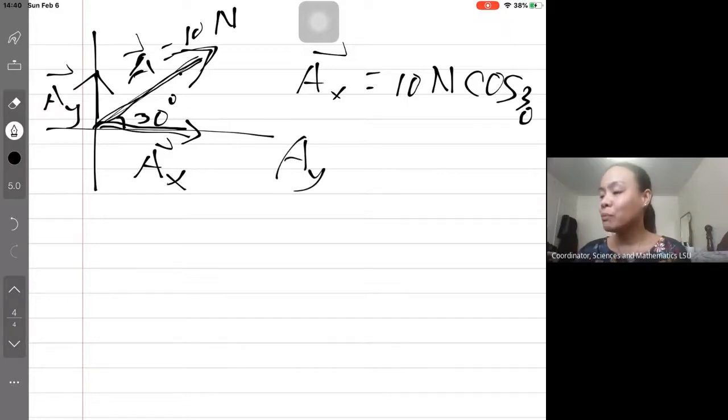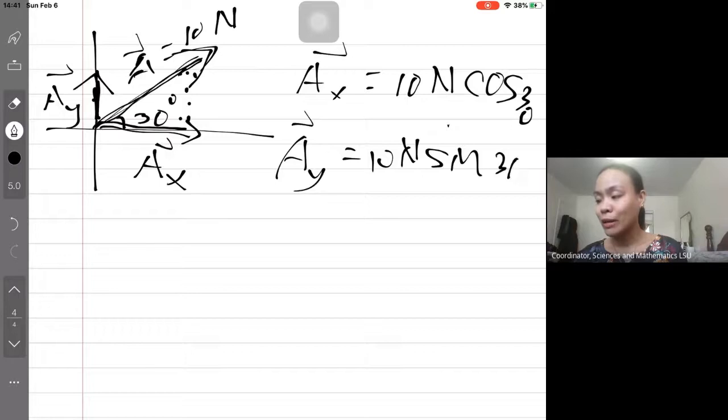On the other hand, the y component is here. If we are going to transfer that here, it's going to be opposite to your angle. So we are going to use sine for this one. So we have 10 newtons times sine 30. Why sine? Sine is opposite over hypotenuse. As what I've said, your y component is here. We're going to transfer this here. It will now be opposite. While for the cosine, adjacent, it is beside the angle. So that's how you're going to use the component method.